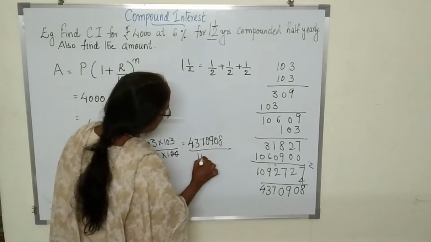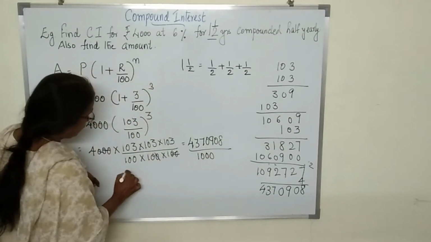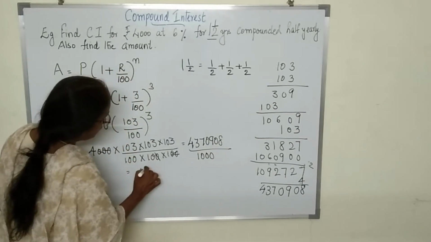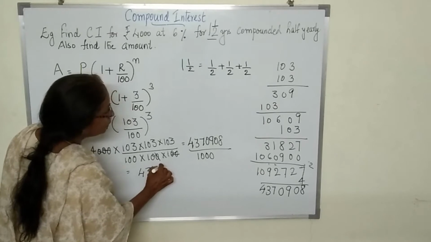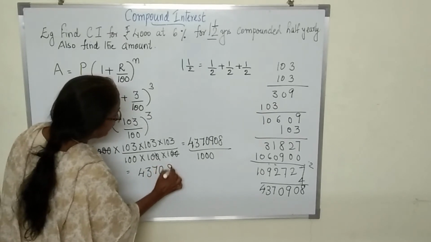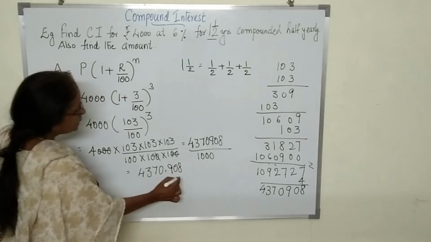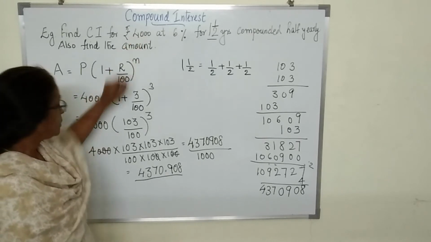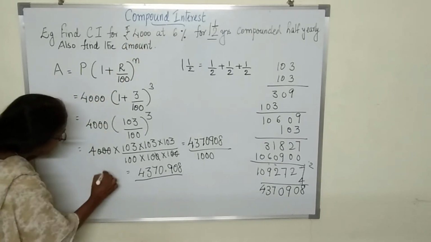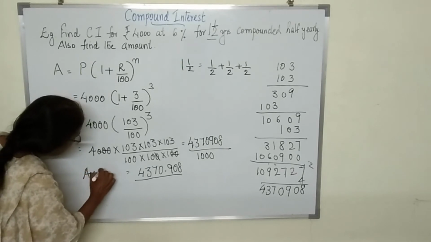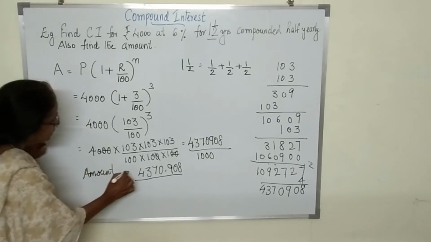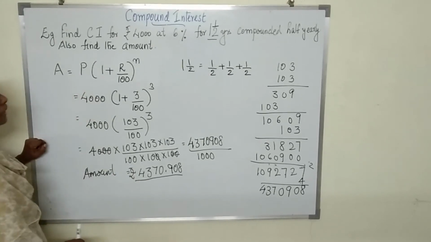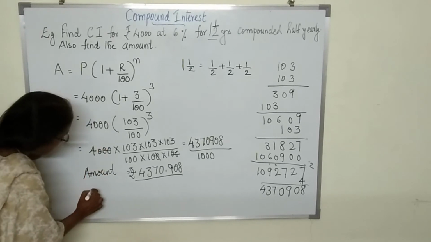110, that is 1000, which is equal to 4370.908. This is the amount. Now the principal is 4,000. So what will be the compound interest? The amount is equal to rupees 4,370.908. Now how to find CI?